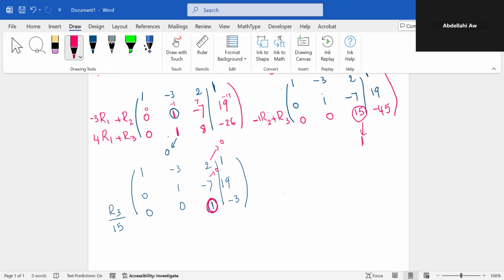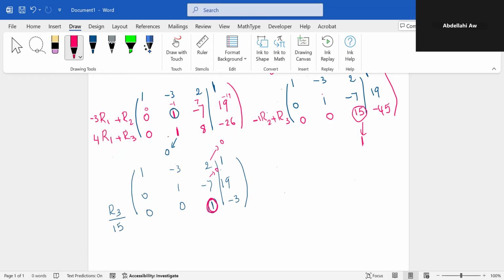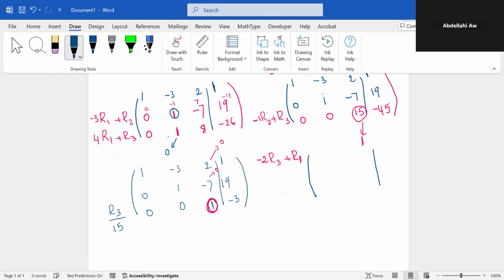This one right here. What am I going to do? I'm going to do what we did so far. I'm going to multiply row number 3 by the opposite of 2, which is -2. So -2 row number 3 plus row number 1. You see, the row we are changing again and again, we are not multiplying this row by anything.